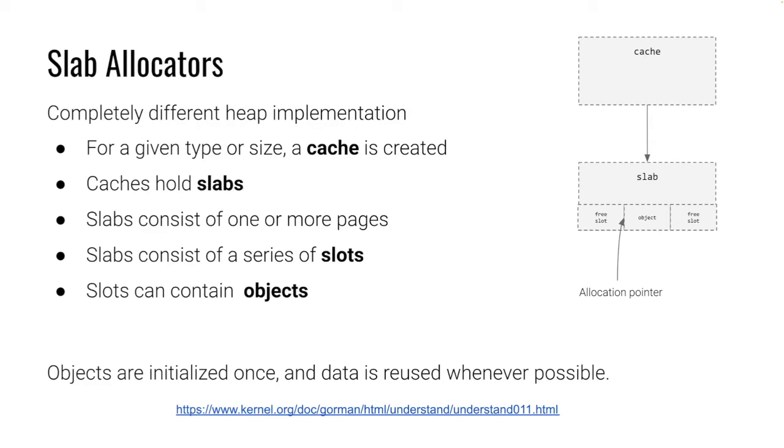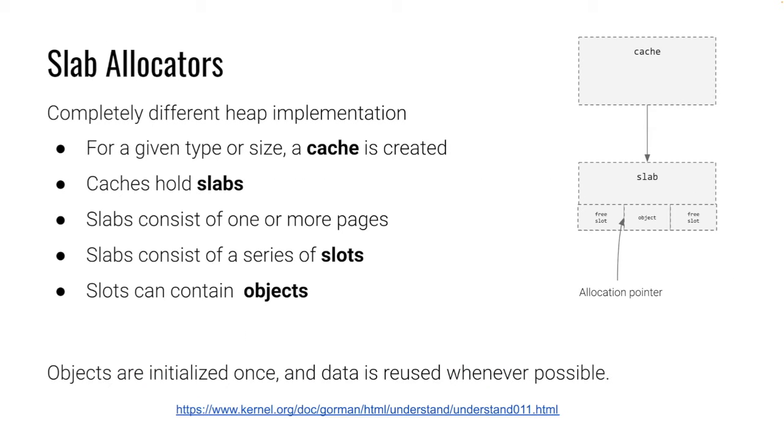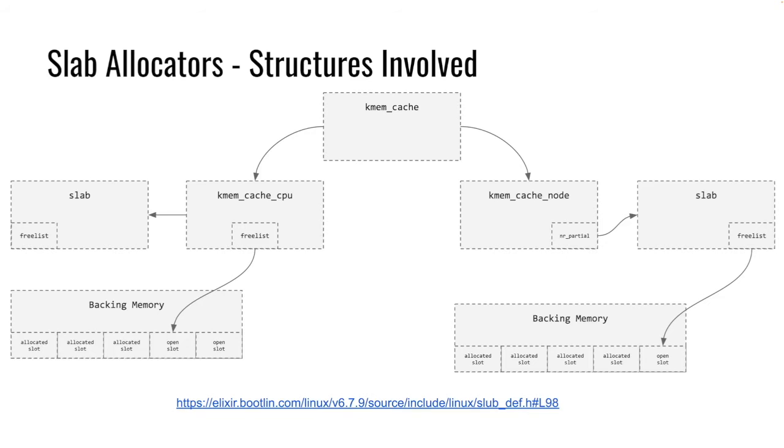So the diagram on the right is more conceptual than it is technical. A more technically accurate representation of the kernel heap implementation is shown here, where we are specifically calling out the actual data structures that are used. The highest level data structure is the kmem cache. There's a kmem cache for 256 byte objects. There's a kmem cache for 512 byte objects, right? The kmem cache is conceptually the same thing as our cache. However, in the cache's implementation, it uses these two other data structures. It has the kmem cache CPU, and it has this kmem cache node.